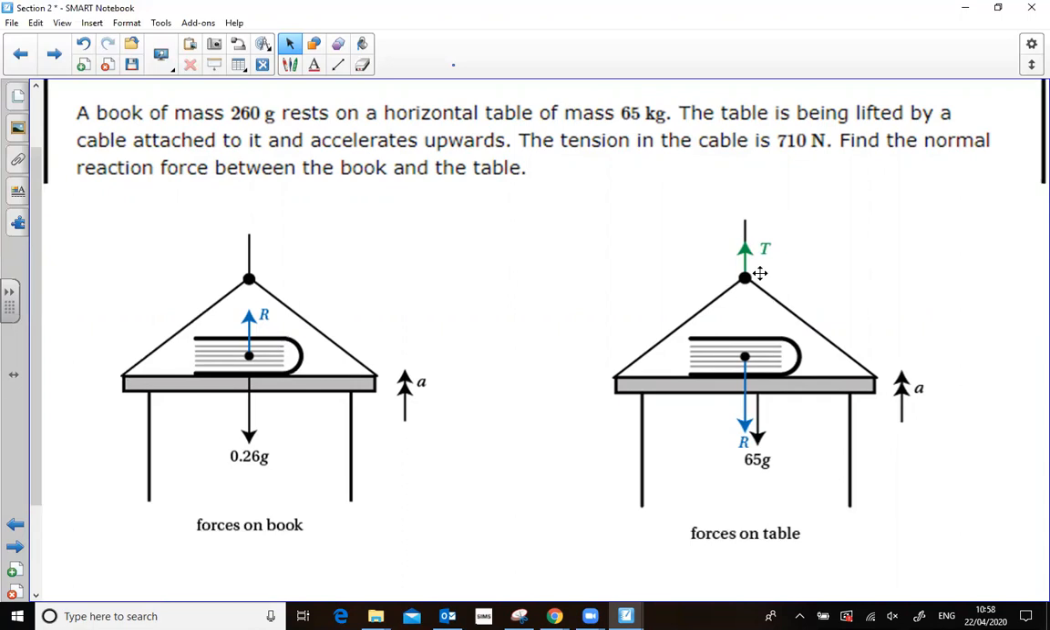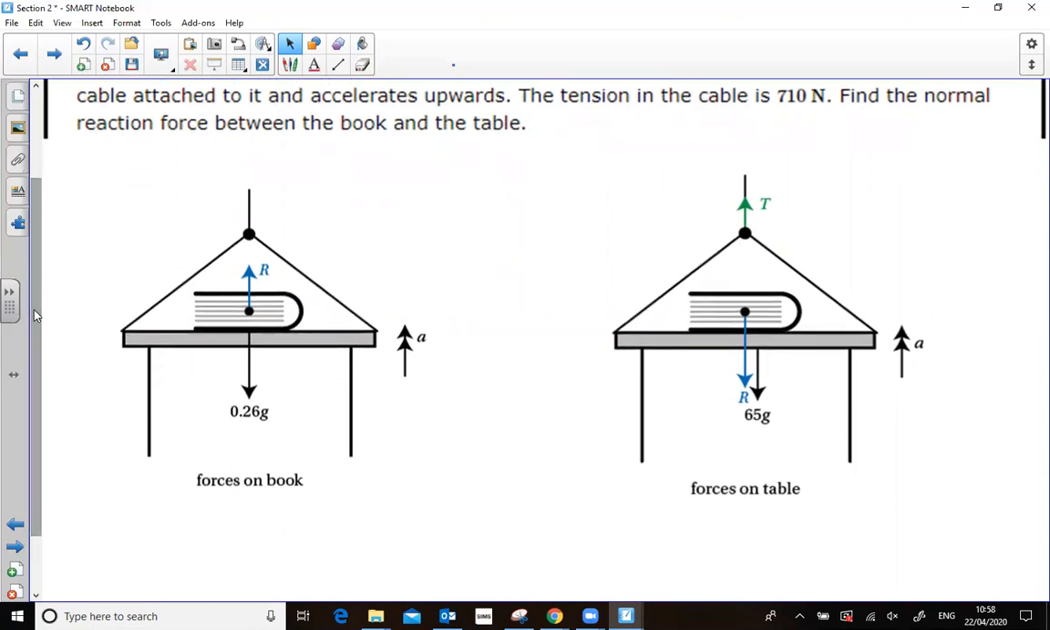Okay, so let's use Newton's second law and write down all the resultant force for each object. So what do we have?